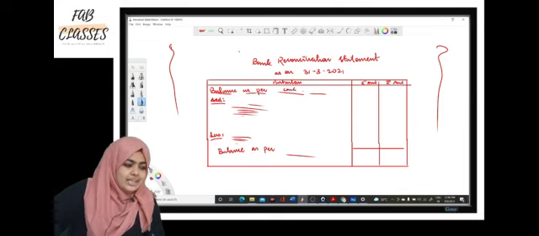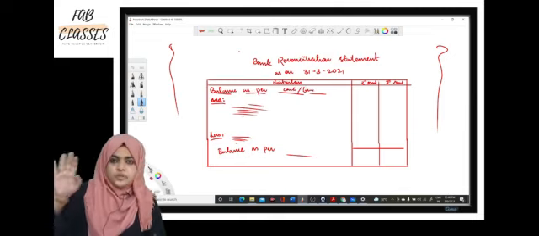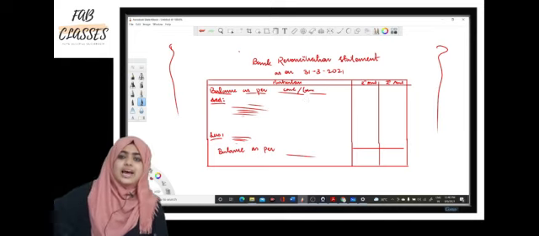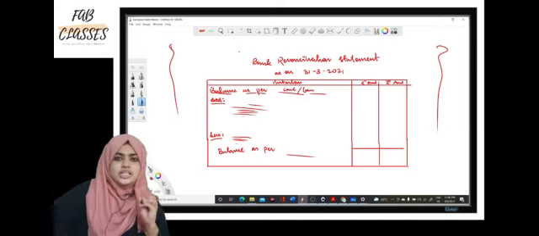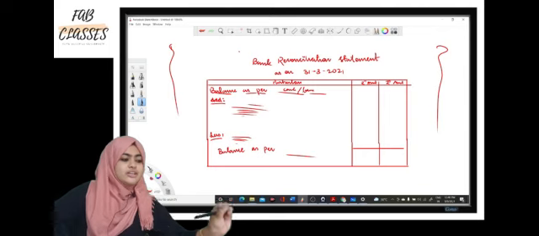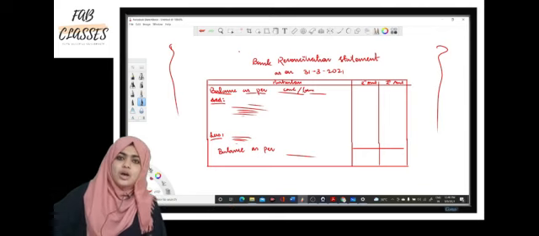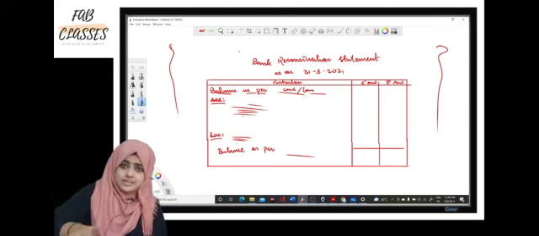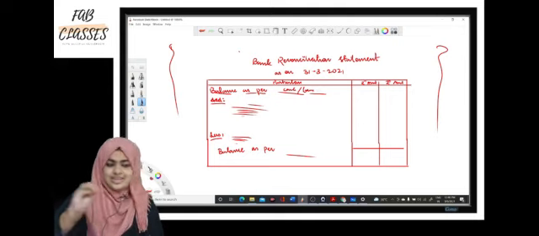Here it will be either cash book or passbook. So the balance which is given in the question, that will be the balance with which we are starting. Suppose in the question cash book balance is given, then we will start as balance as per cash book. Or else if in the question passbook balance is given, then we will start as balance as per passbook.